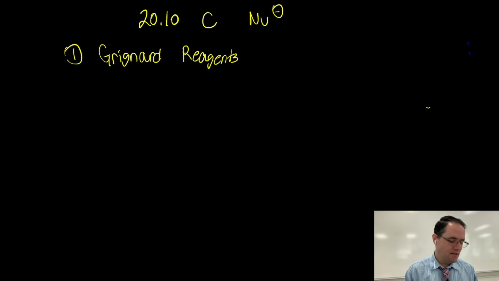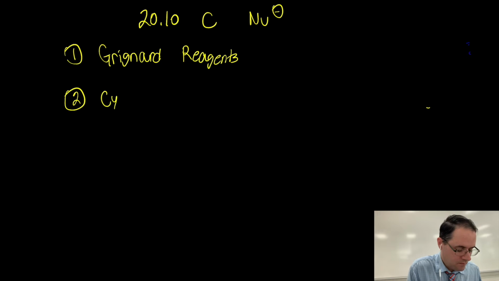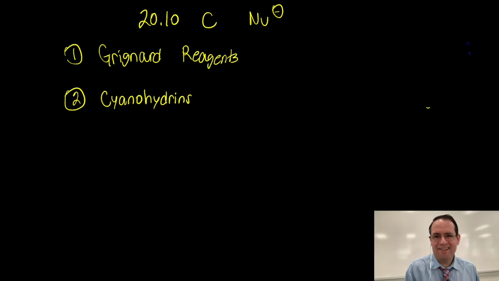And the new thing today will be cyanohydrins. Cyanohydrins are important. They're intermediates for making polymers, pharmaceuticals, and other molecules that might be of interest. So let's talk about Grignard reagents.